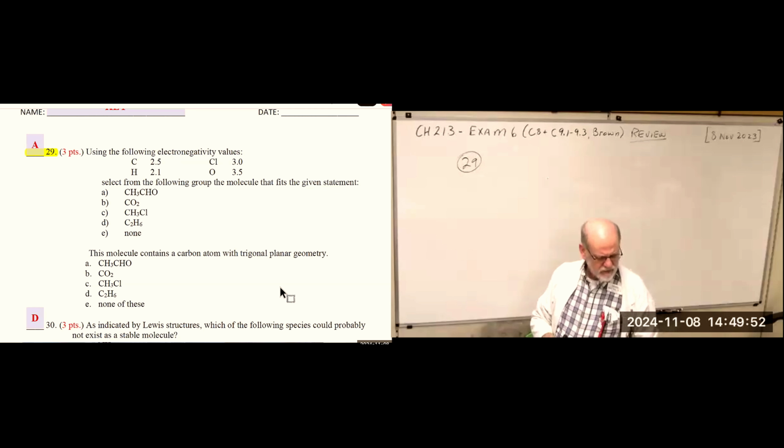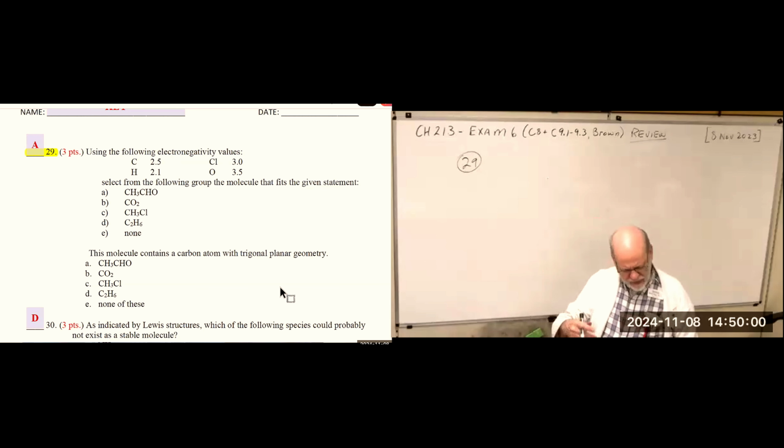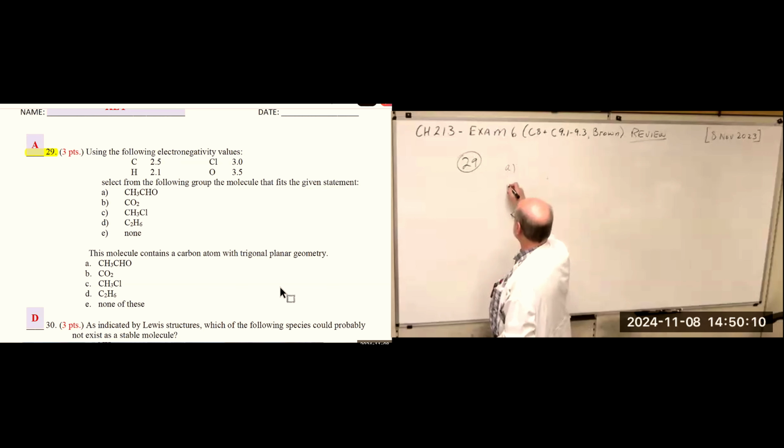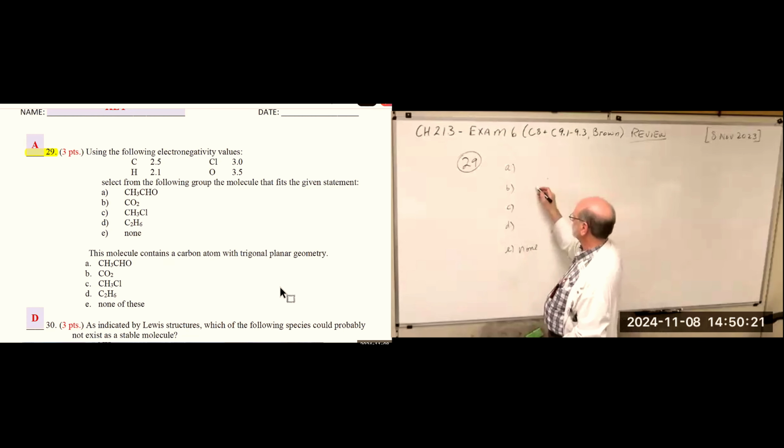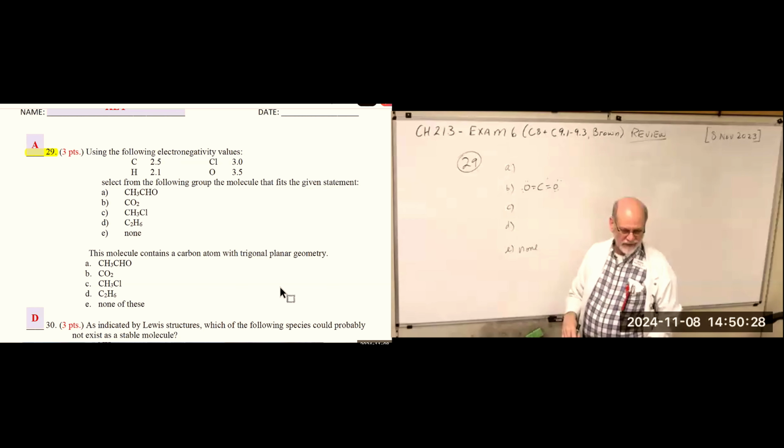Using these electronegative values, select from the following group molecules that fit the given statement. Okay. So down below, this molecule contains a carbon atom with a trigonal planar geometry. All right. Let's do the ones that we've done before and we know how they're going to come out. This is none. We know carbon dioxide. We've done that one over and over again. That's linear. That's not trigonal planar.